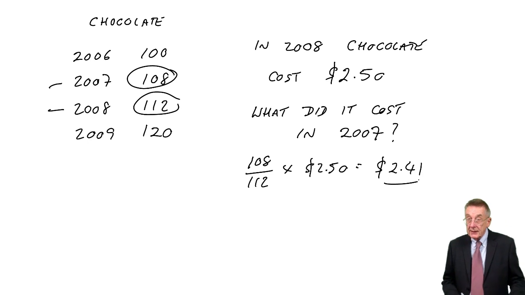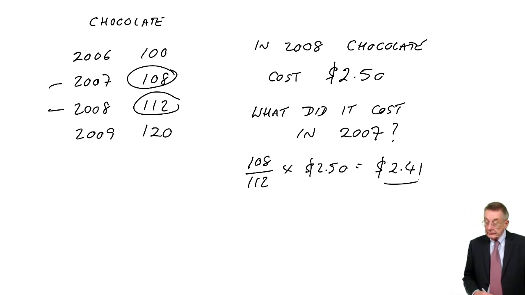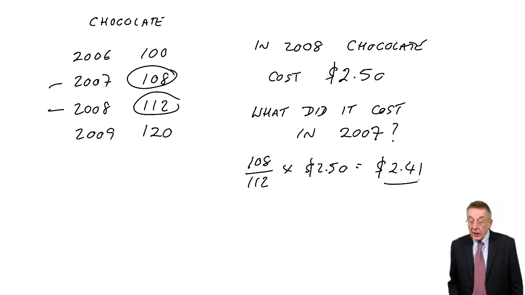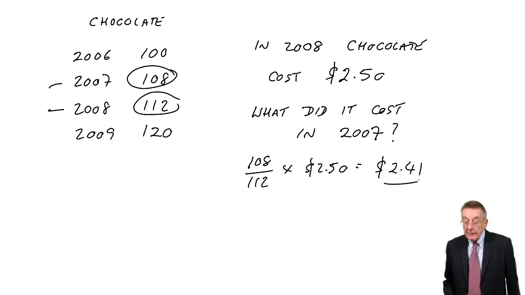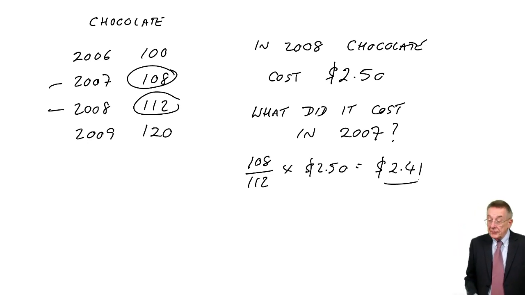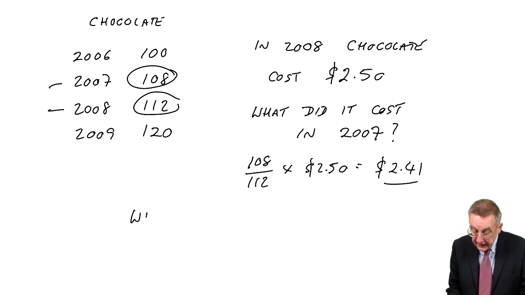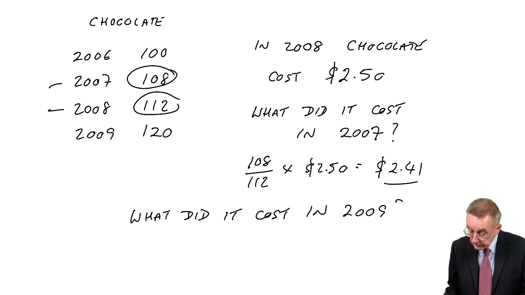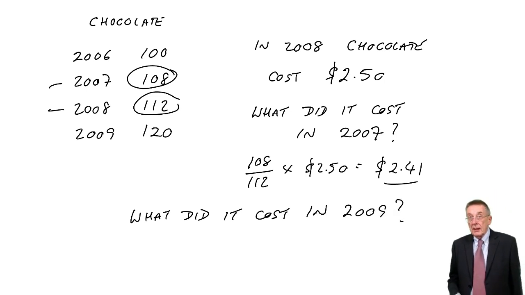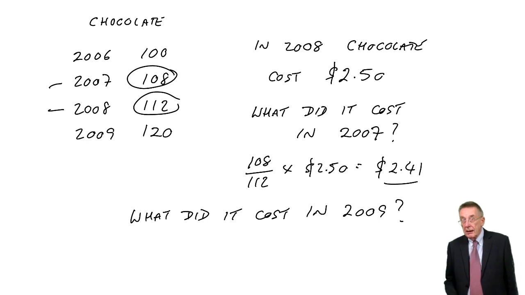$2.41 to the nearest cent. Just check you've got it. For the same question, if in 2008 it cost $2.50, what did it cost in 2009? Have a go yourself quickly. Fine, you should have done it by now, or know how you would have done it.